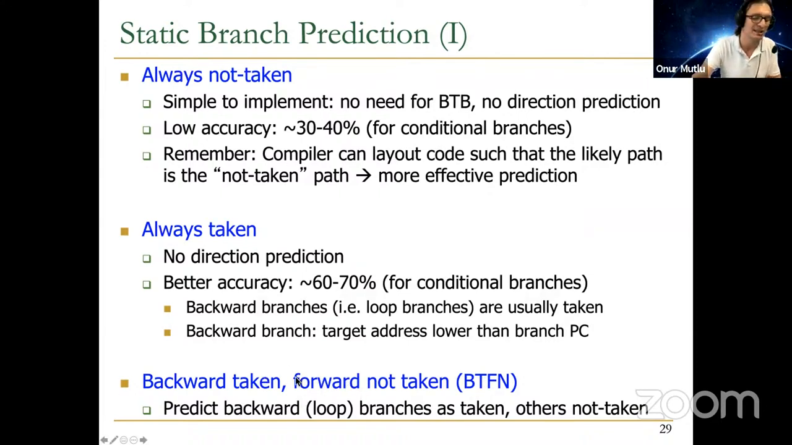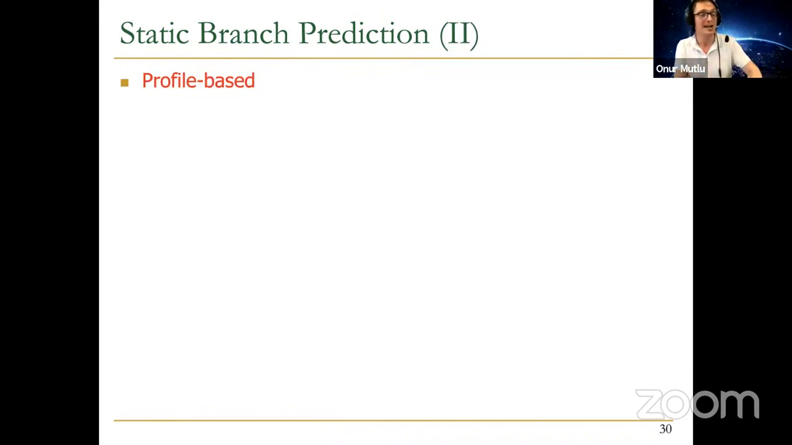And you will see this is also a static form of prediction because you don't make a dynamic decision based on the branch or program behavior, right? It's really whether the branch goes backwards in the code, the target address is earlier than the branch PC, or the target address is later than the branch PC in sequential code. Okay, this is fun, clearly. You can make this more interesting now by putting the compiler to work or the programmer to work.